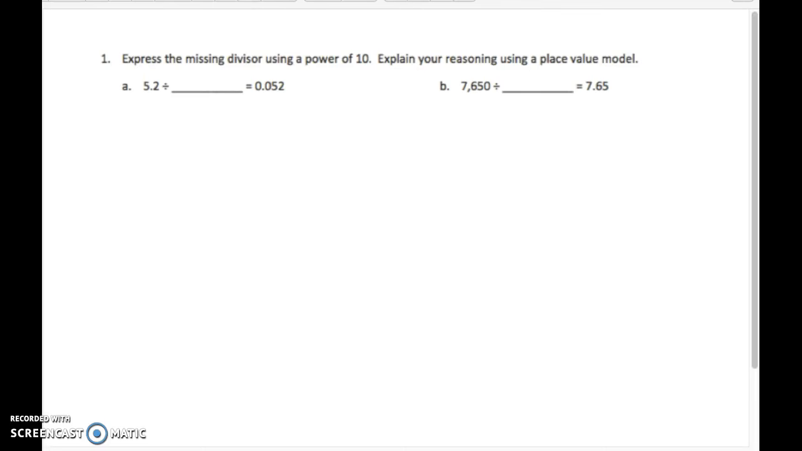Welcome to our test corrections for the end of Module 2 test. This is question 1. Let's take a look at the question. It says, express the missing divisor using a power of 10. Explain your reasoning using a place value model.